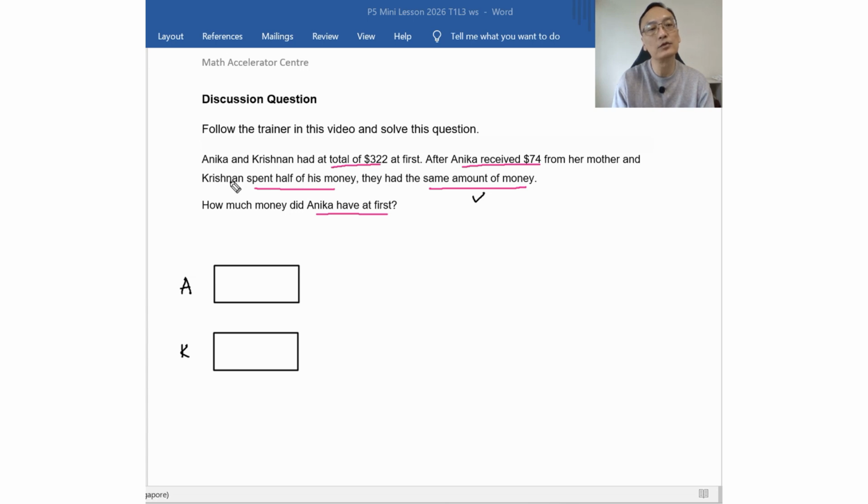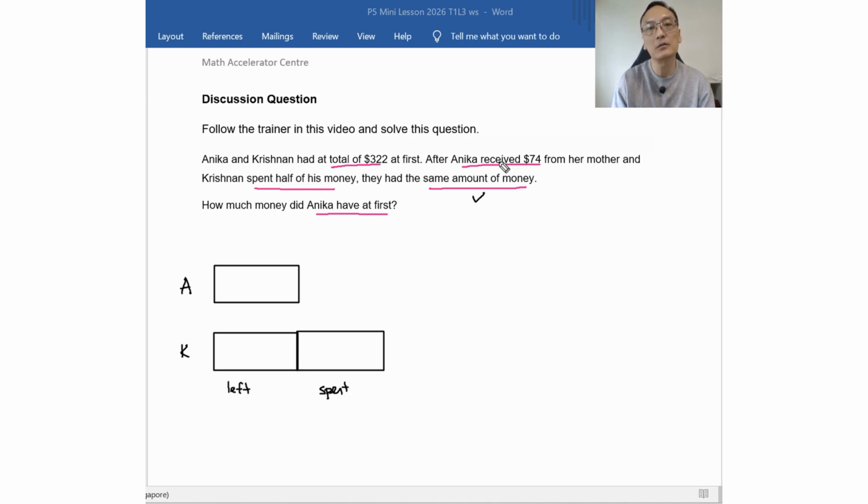So if Krishna spent half his money, which is 1 unit over here, he will have the other half left. So we know that the amount he spent and the amount he has left is the same amount. So we'll draw an equal unit over here. So we have what was left by Krishna and what was spent. They are equal in proportion.